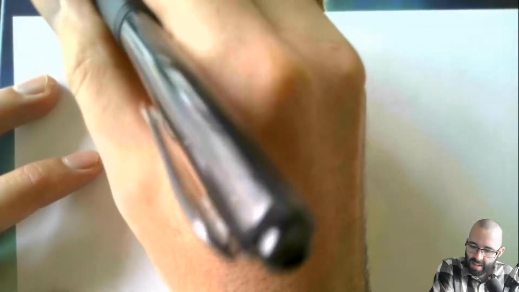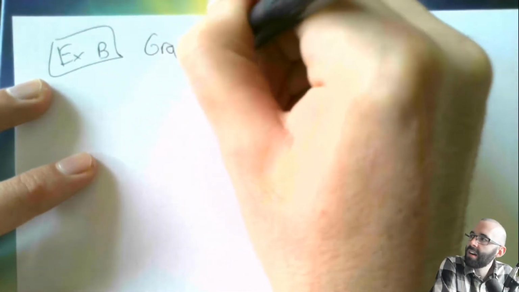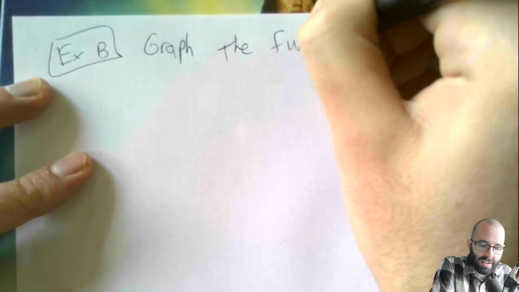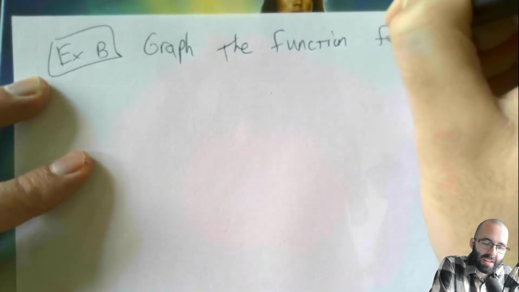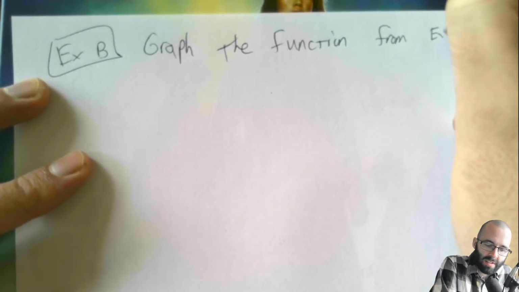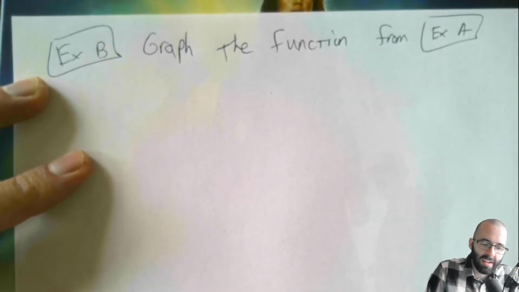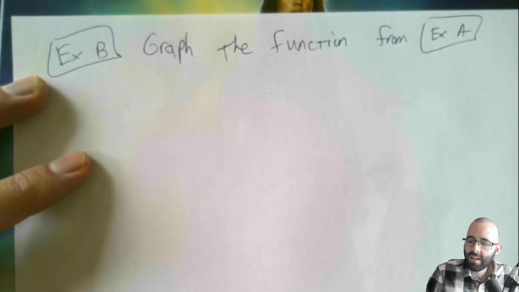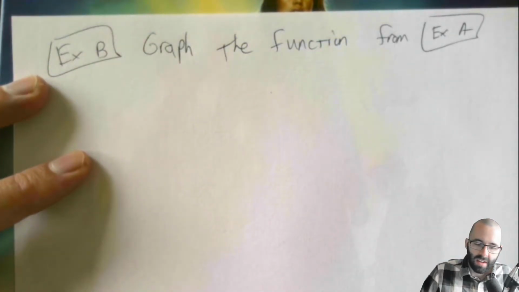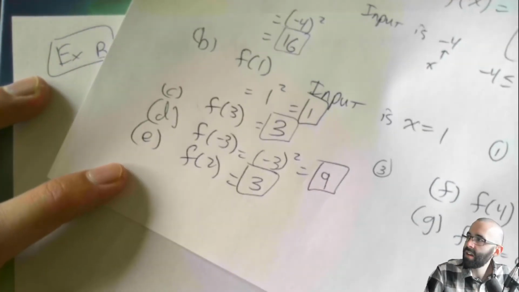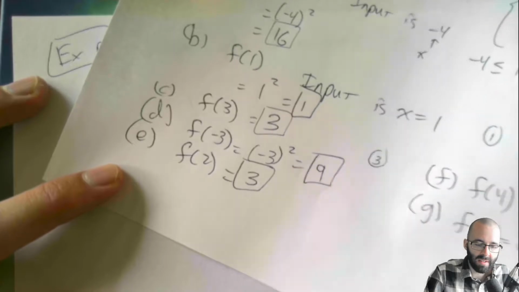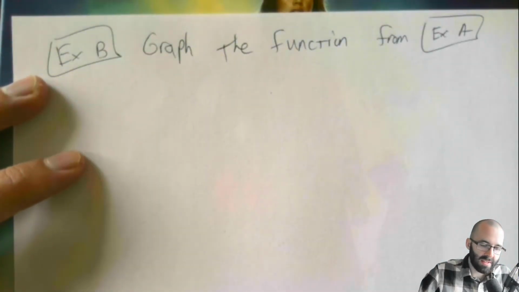Here we go. Example B, I guess. Again, our numbering is crazy. Graph the function from example A. Okay. So we're in luck, right? Because we just found a bunch of function values, right? Let's make a table with these.